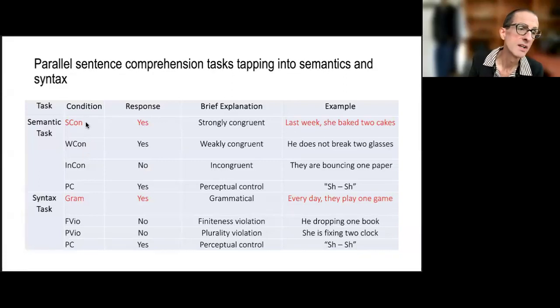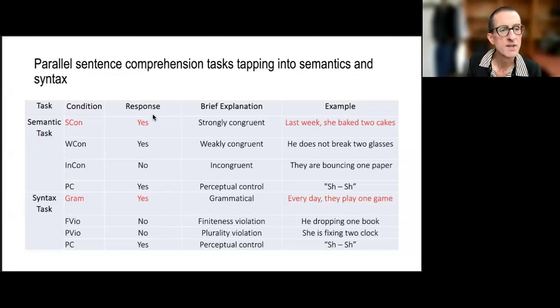There were strongly congruent and weakly congruent sentences requiring a yes response. There were also incongruent sentences requiring a no response, and then a perceptual control. That's for the semantic task. For the syntax task, we had grammatical items, and then we also had some violations of syntax, a finiteness violation and a plurality violation, and then also a perceptual control.